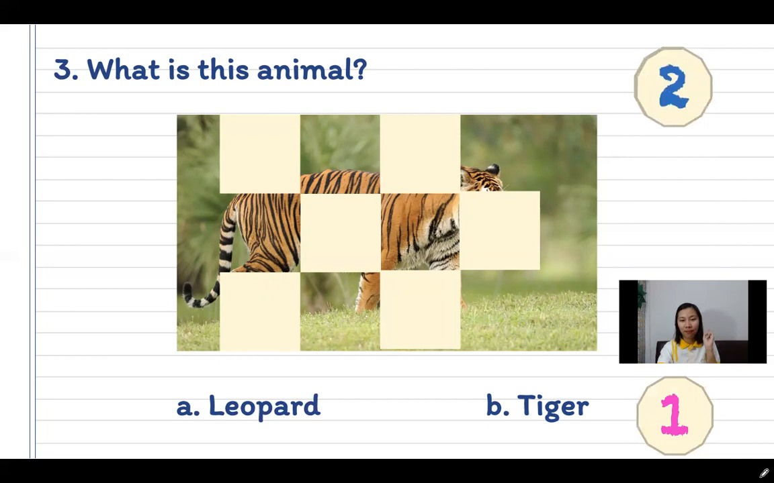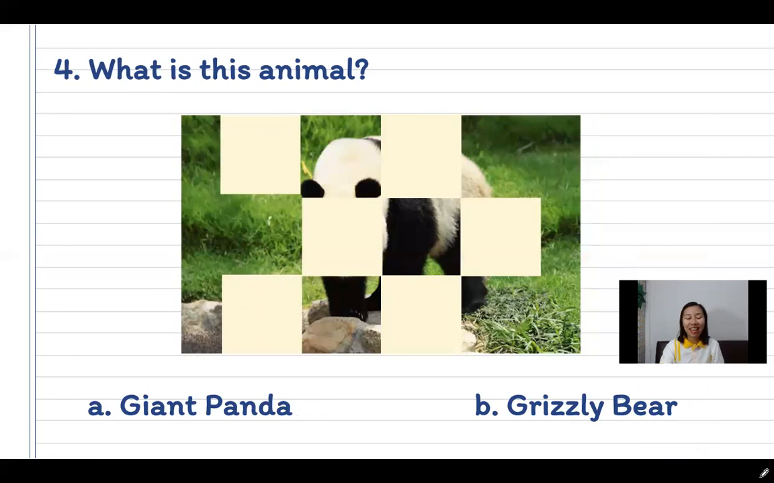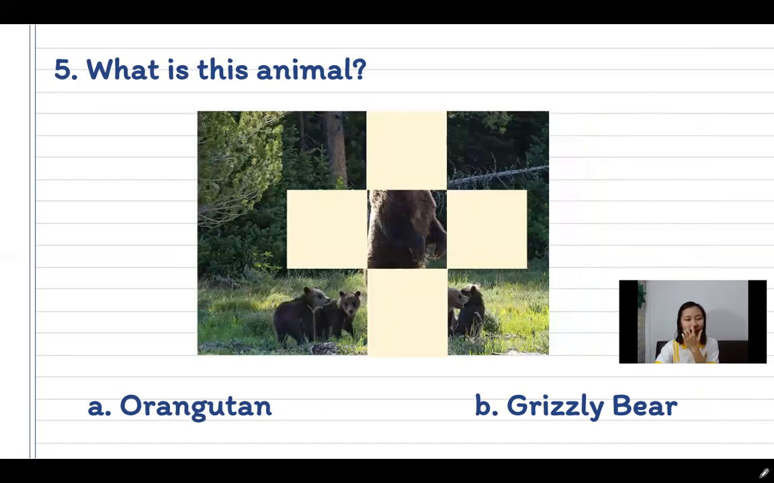Number four. What is this animal? A, giant panda. B, grizzly bear. Number four. What is this animal? A, giant panda. B, grizzly bear. Number five, what is this animal? A, orangutan. B, grizzly bear. Number five, what is this animal? A, orangutan. B, grizzly bear.